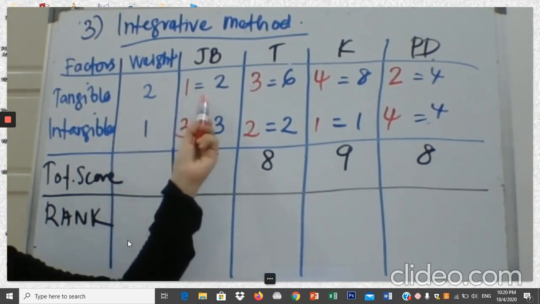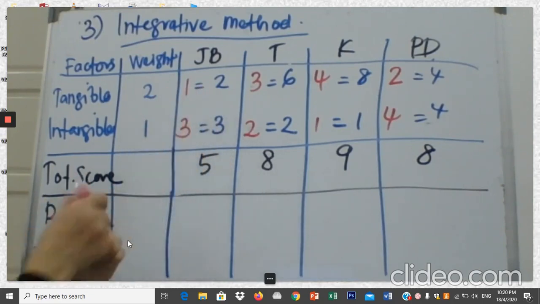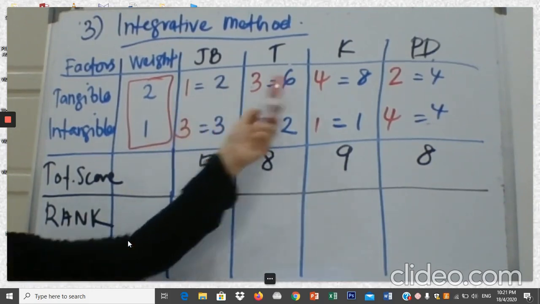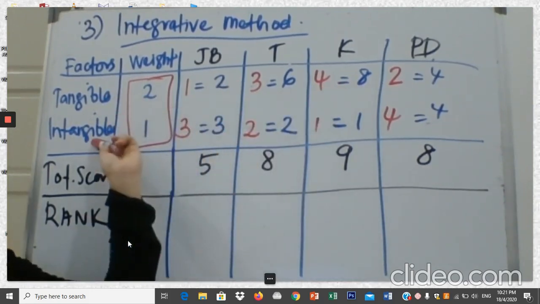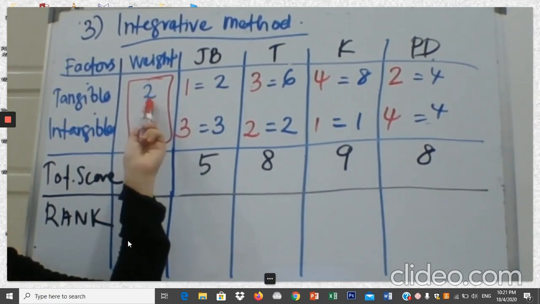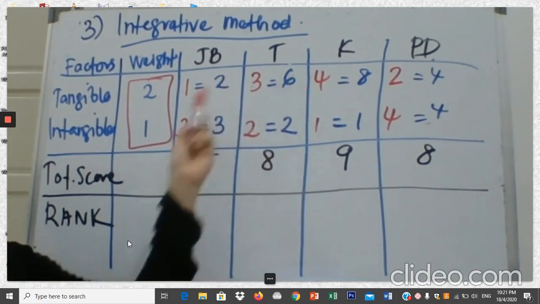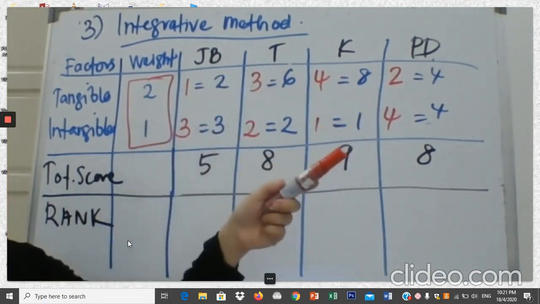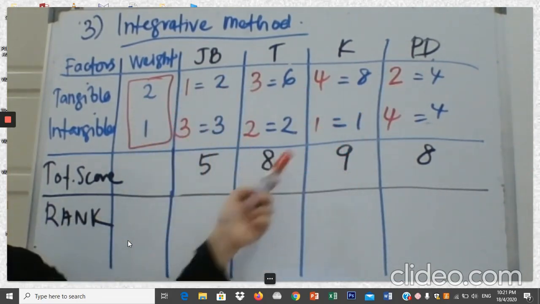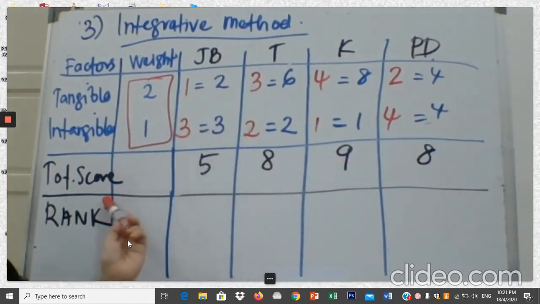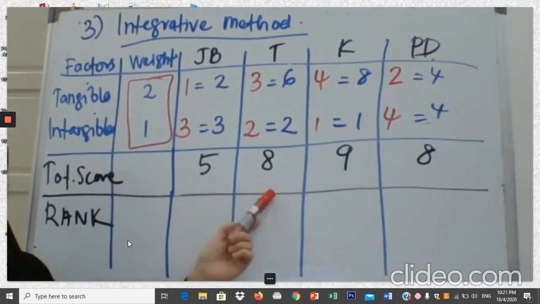Then you just calculate the weighted score. The weighted score is where you use this column, the weights, and multiply with the merit for every location for its own factor. So 2 times 1 is 2, 2 times 3 is 6, and so on. So you complete all the calculations. Once you have finished calculating the weighted score for all the locations, next is for you to total up the score. So these are the total scores for all these 4 locations.